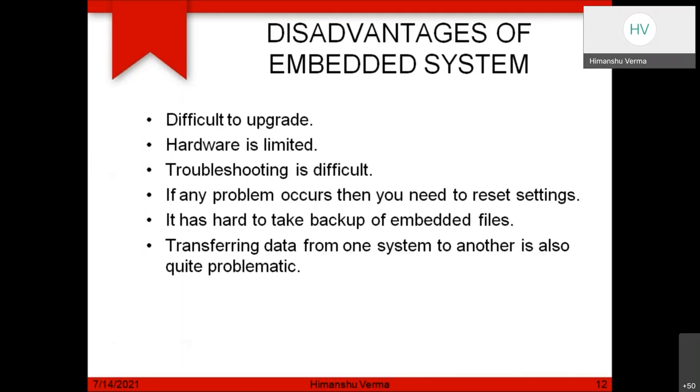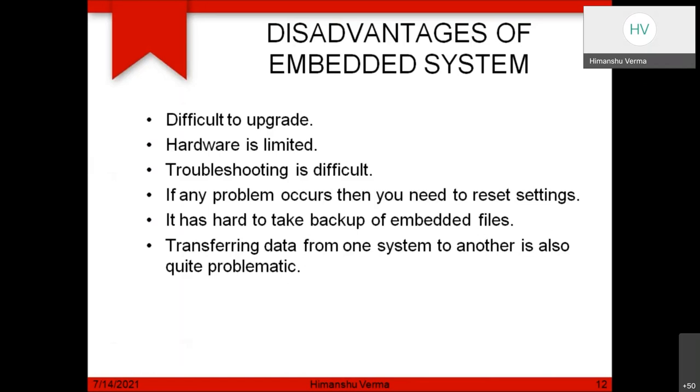Like for example, if you have a PC, you can easily upgrade it. You can change its RAM from 2 GB to 4 GB or maybe 6 GB. There are options. You can even change the processor. You can provide a high speed motherboard and all. So the flexibility is high in the case of a large system. But on the other hand, embedded systems are small in size, and they are designed to perform a specific task. There is little scope for upgradation at all. So it is difficult to upgrade.